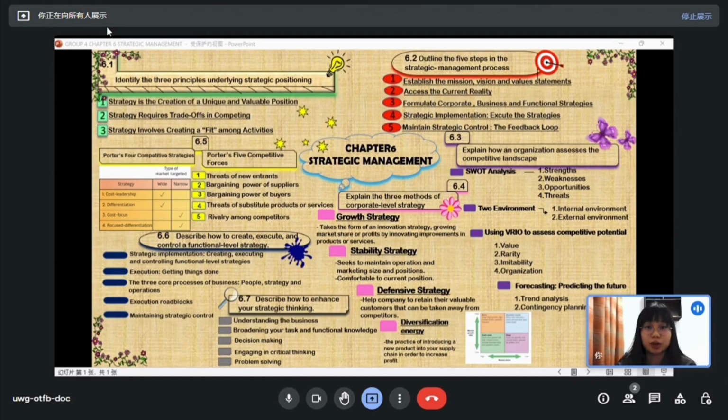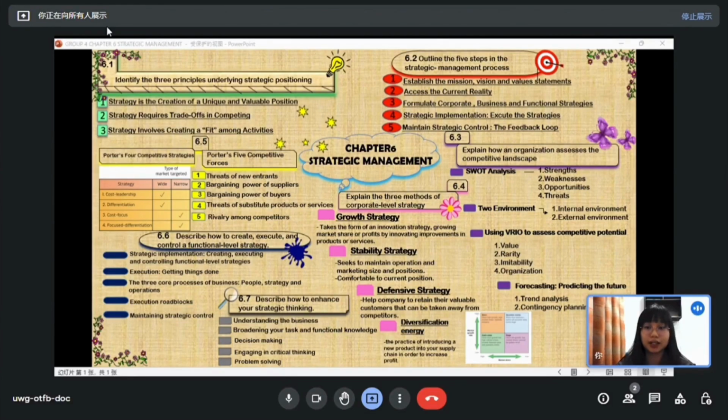Subtopic 6.1 is identify the three principles underlying strategic positioning. The first principle is strategy is the creation of a unique and valuable position. Strategic position emerges from three sources: few needs, many customers; broad needs, few customers; and broad needs, many customers.